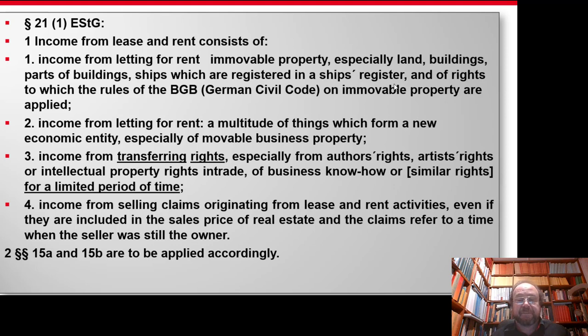Okay, that's a curiosity in German civil law. And rights to which the rules of the German Civil Code on immovable property are to be applied. Okay, so that's everything we need to be sure that indeed letting a house for rent is paragraph 21, number 1, income from lease and rent. So that helps us greatly, makes us happy, and we turn back to the case.